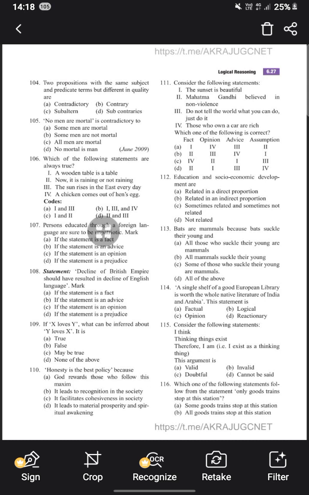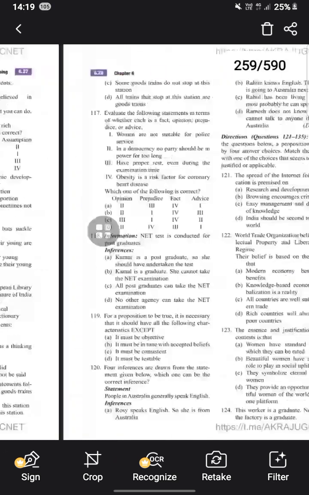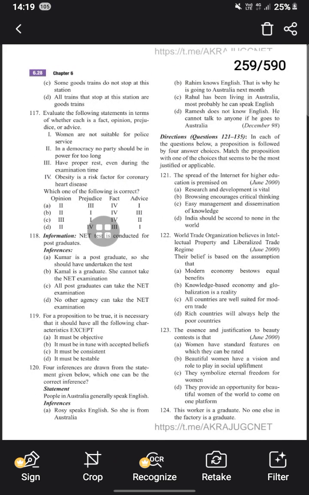Reactionary. Consider the following statement. 115 the answer will be A. Valid. I think things exist therefore I am. Okay, which of the following statements follows from the statement: only good trains stop at the station? So 116 the answer will be D, that is all trains that stop at stations are good trains. That's not true.